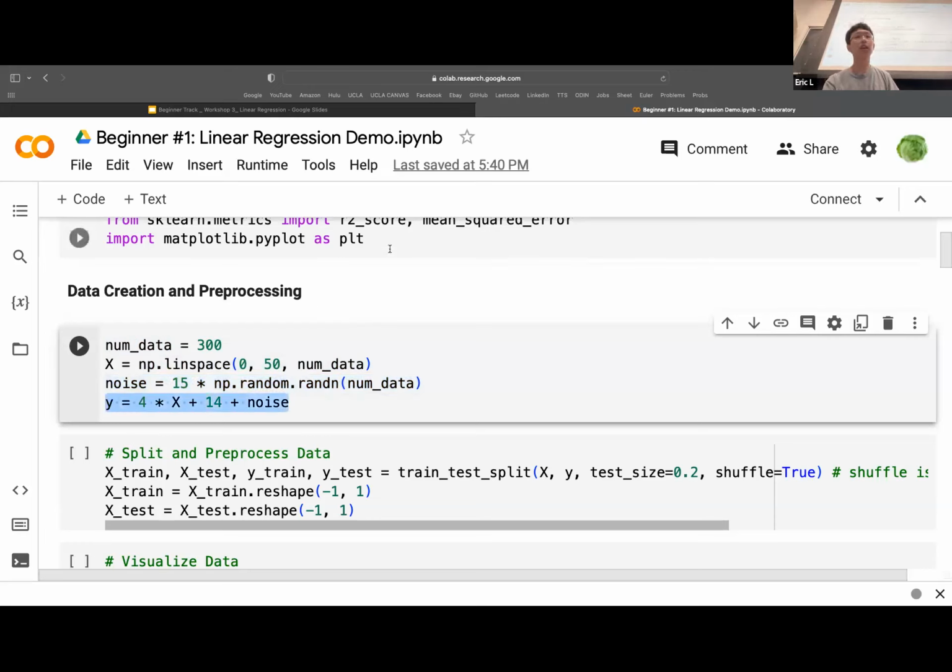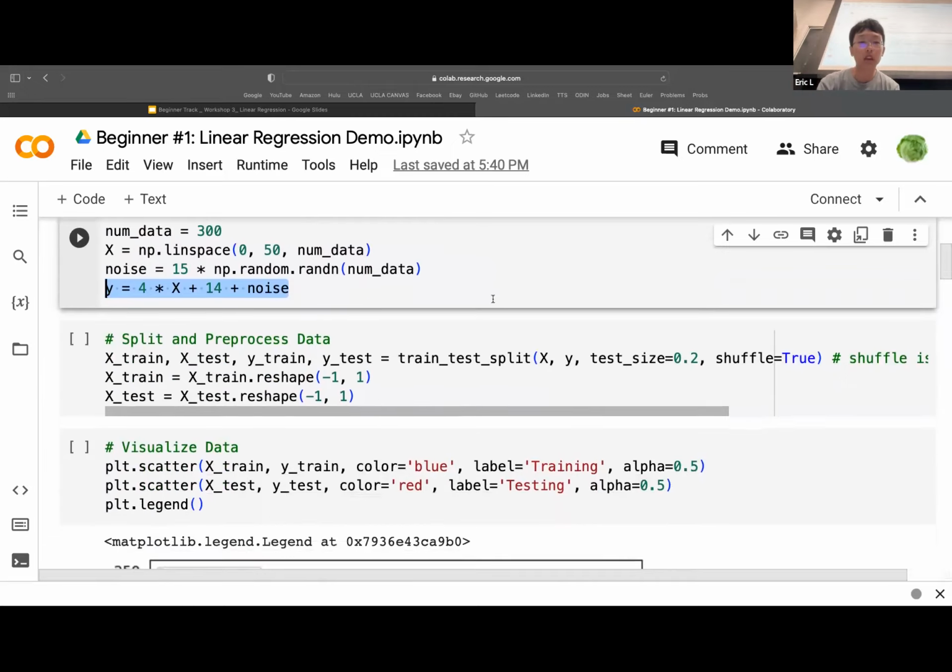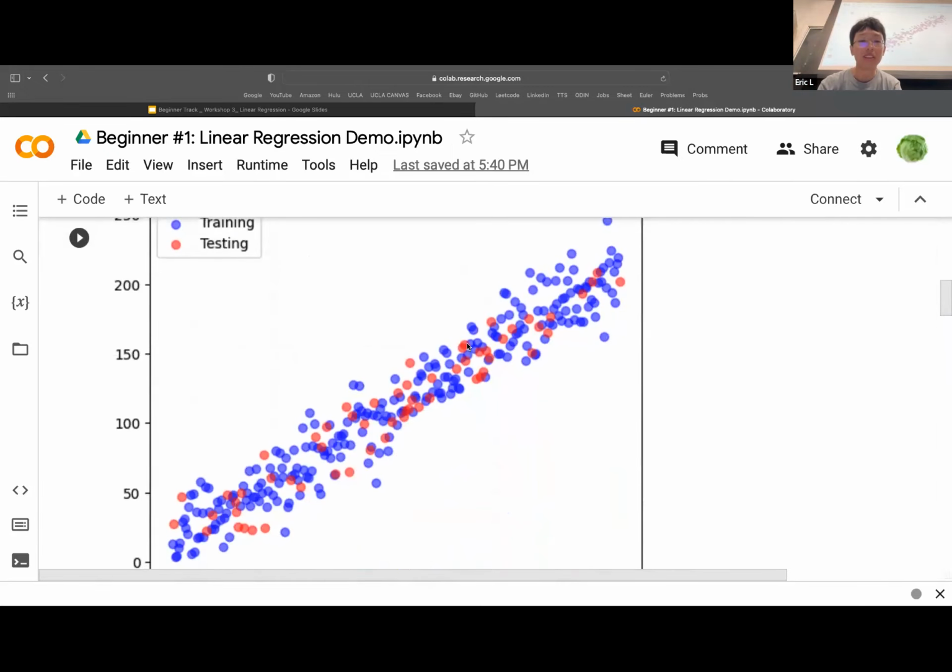And then all we're doing is our y-axis is just going to be all of our points on our x-axis. We're going to multiply it by 4. We're going to add 14 to it, right? So this is going to be our weights and all that fun jazz. And then we're just going to add our noise, so a little bit of randomness. So we got a bunch of scatter plots. And this is essentially what our graph is going to look like, just to clarify here.